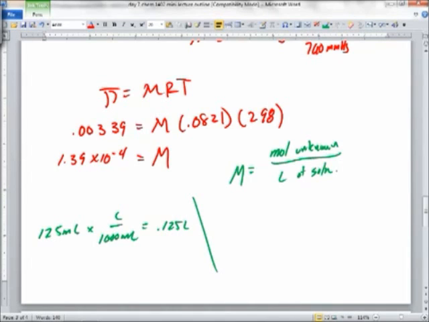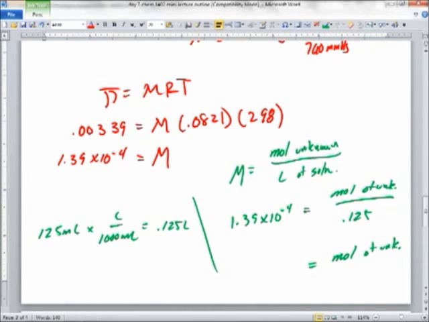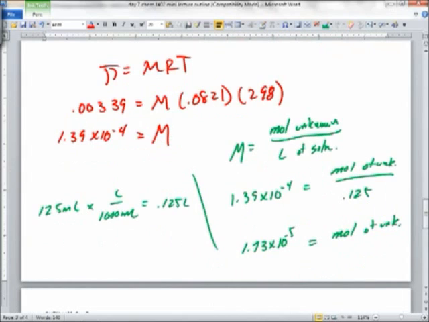So my big M is going to be 1.39 times 10 to the negative 4, which has to equal my moles all over 0.125. So I have to bring it up to the top, so multiply it times 0.125. 1.39 times 10 to the negative 4 times 0.125 is 1.73 times 10 to the negative 5. All right. Now I can finally get my molecular weight.